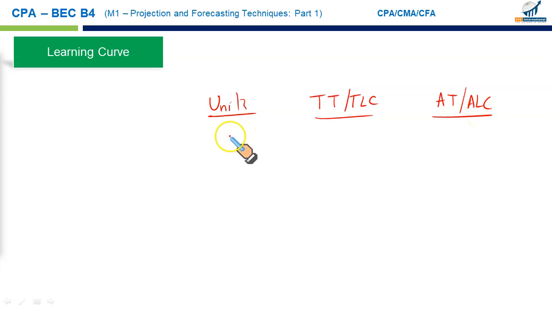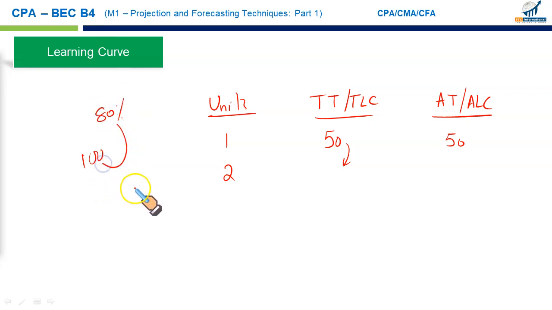Let's take some examples. Let's say we manufactured the first unit. It took us 50 hours. What would be the average? 50 by 1, 50. When the output was doubled, our time should double to 100. But since we are on learning curve, and the learning curve percentage is given to us, let's say it's 80%.